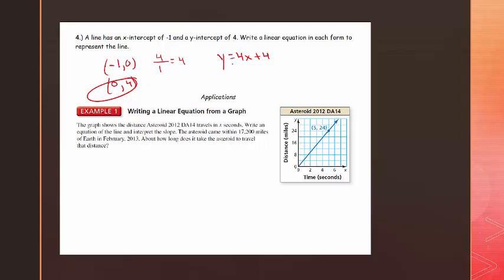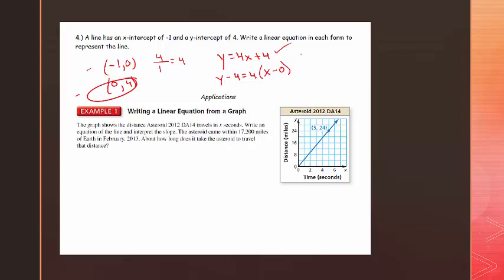If I wanted to go ahead and make point slope form, I definitely have more than enough information. I can write y minus, and I can pick either this ordered pair or this one. Doesn't matter. I will pick the 0, 4. So the y value of that ordered pair is 4, equals 4 times the quantity of x minus the x value at that spot of 0.